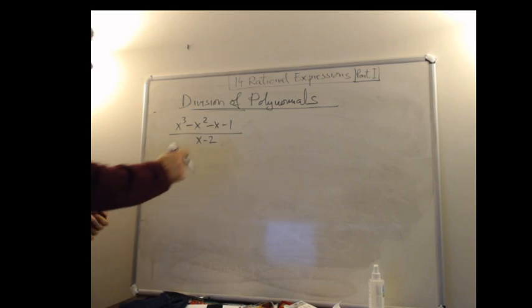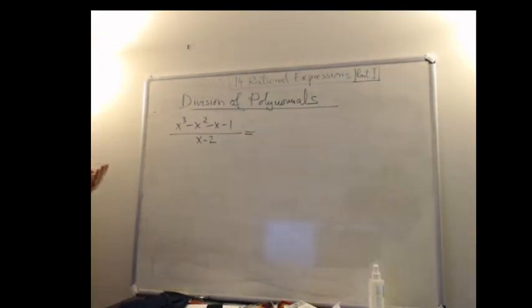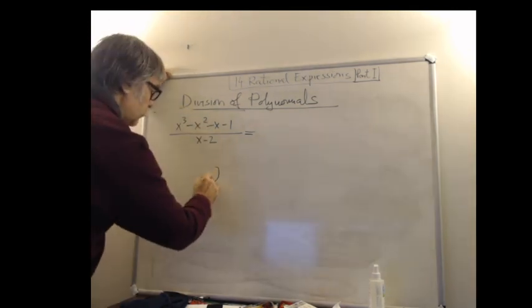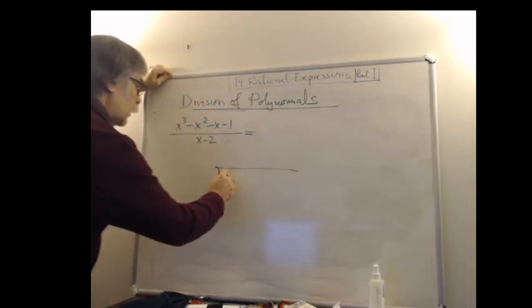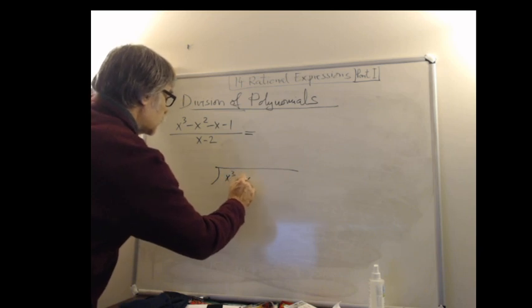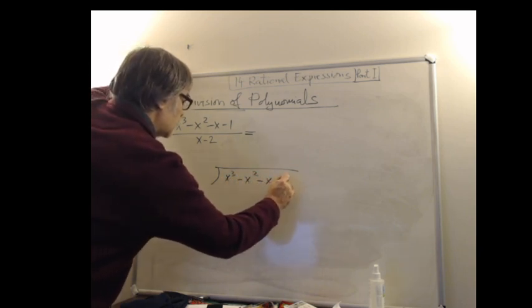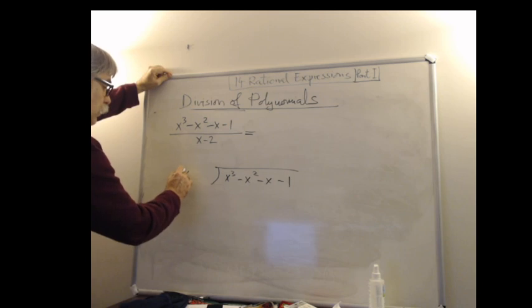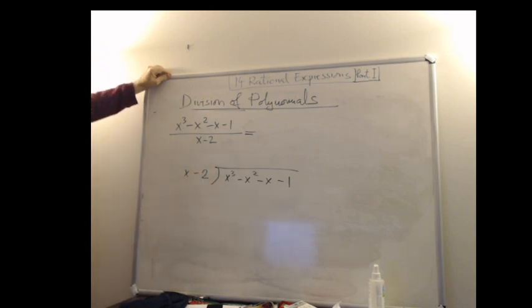Okay? So I want to know what is this. I want to do this divided. Okay? So, long division. X cubed minus x squared minus x minus 1 divisor x minus 2. It's important you know what is a divisor, what is a dividend, what is a quotient, what is a remainder, what is a degree. Those are the things you need to know.